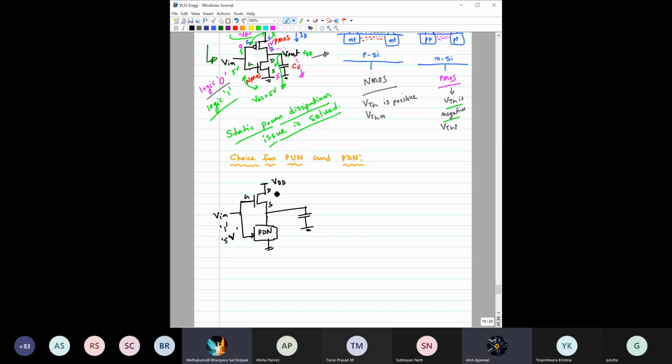Off. Shubham? On, sir. On, right? So this transistor would be on, right? Okay. So as this transistor is on, it will charge the load capacitance. Right? So the load capacitor output voltage will increase.